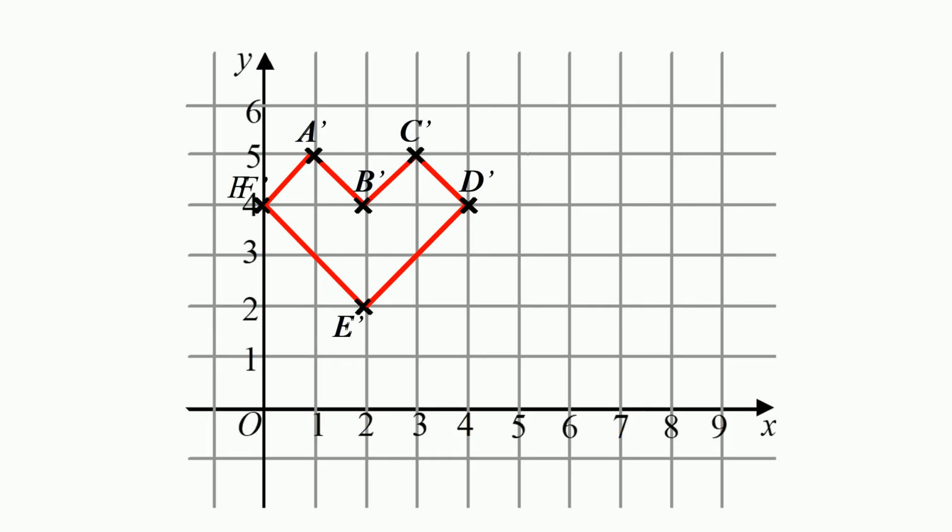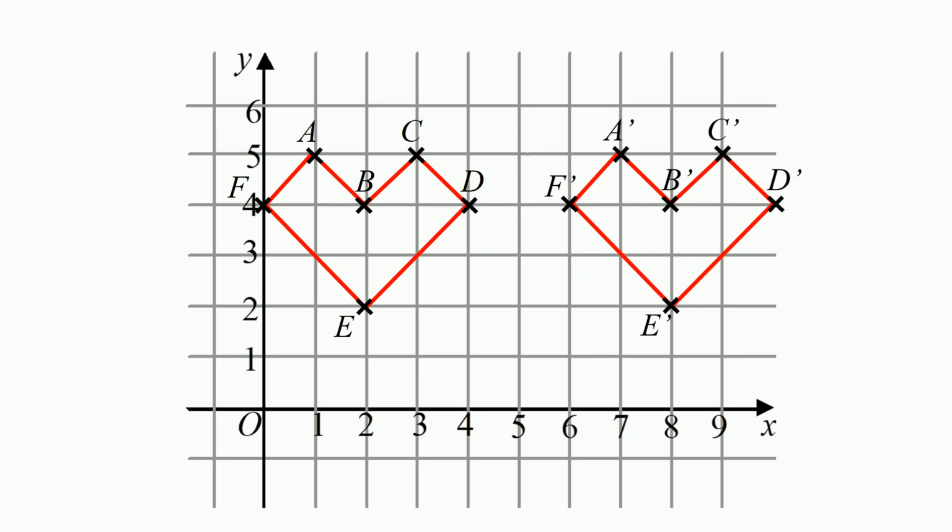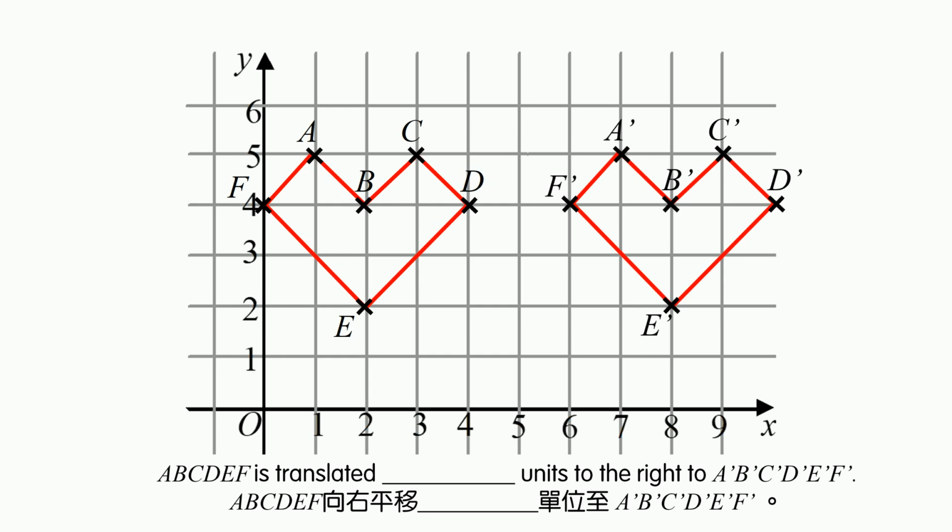This time, I would like to move this figure to the right like this. So how can we describe this translation? The heart shape A, B, C, D, E, F is translated how many units to the right to form this image? If you think the answer is 2 units, I'm sorry, that is wrong.